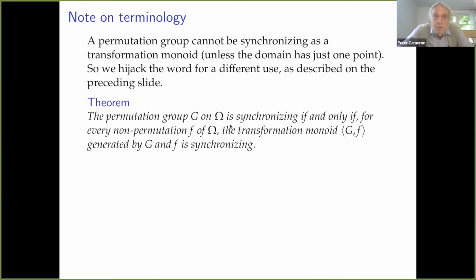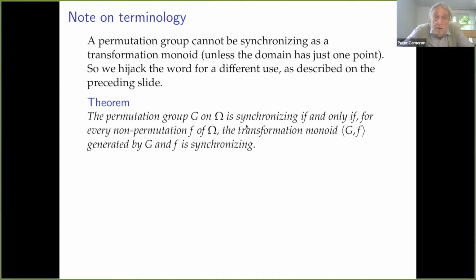A permutation group G on omega is synchronizing if and only if for every non-permutation F, the monoid generated by G together with F is synchronizing. So that's the first step in answering this question that I mentioned before. If you have a group with the property that whatever non-permutation you add to it, you get a synchronizing monoid, then I will call the group synchronizing. So that's the name for this class of groups.